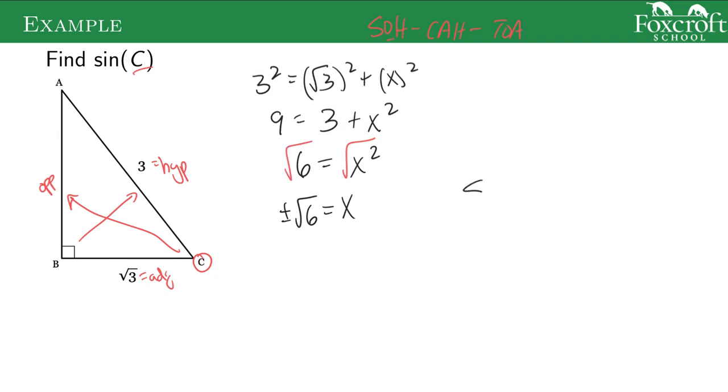And now I can write my final answer. Sine of C is the opposite side, which you just found, the square root of 6. Again, we keep the positive because we're talking about the side of a triangle, and the hypotenuse is 3. All right, so that's our final answer there, the exact value of sine of C.